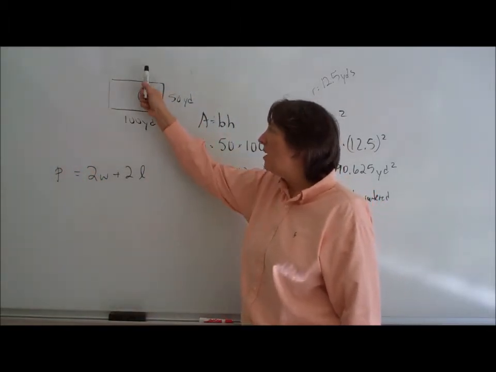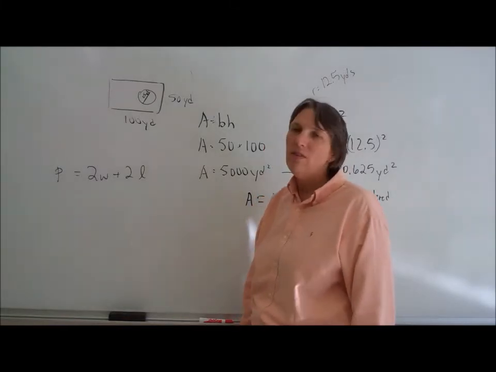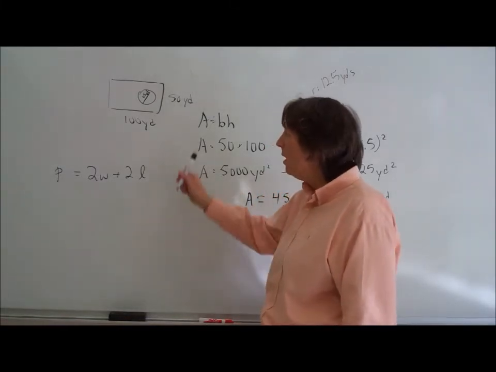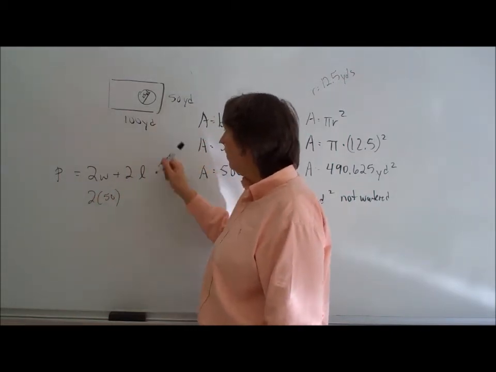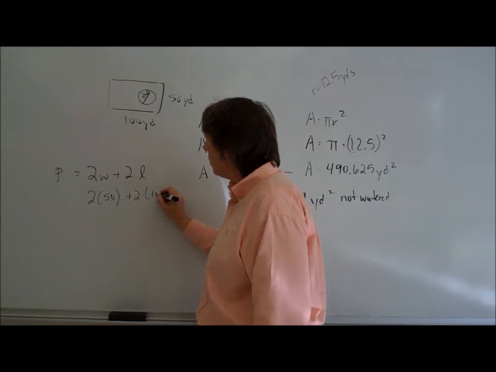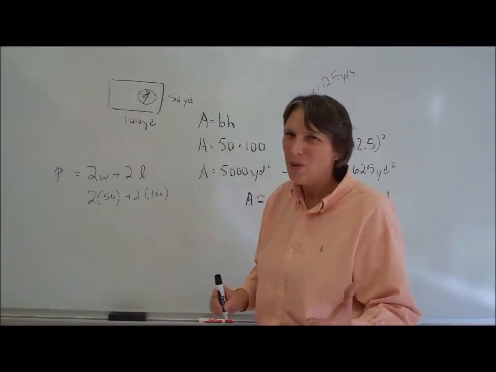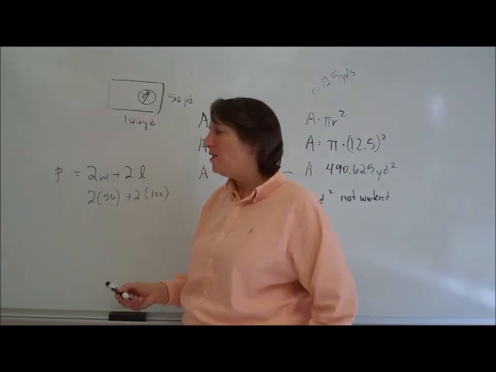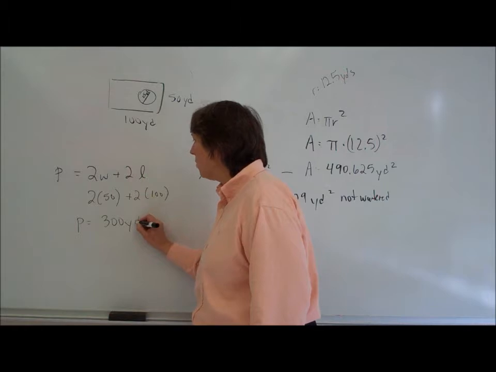I could go side, side, side. I could go length plus width, but I have to identify a formula for my perimeter. Now, it's 2 times 50, which is the width, and 2 times 100, which is the length. At this point, if you transpose the numbers, it's okay because it's a rectangle and we're just finding the perimeter. Then this is going to come out to 300 yards.